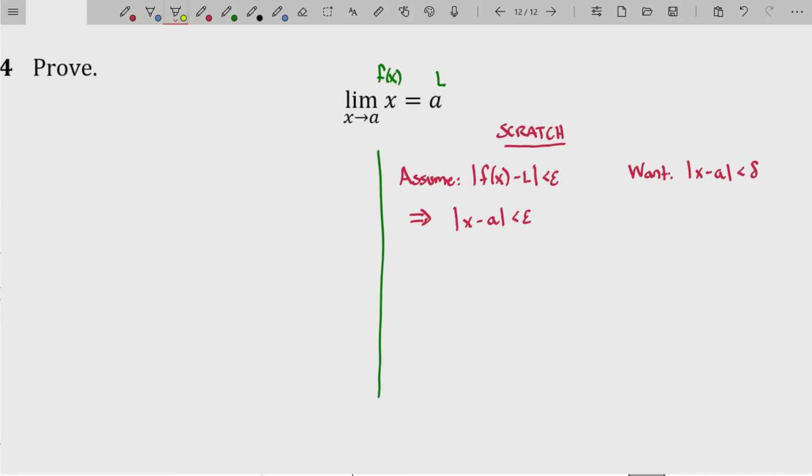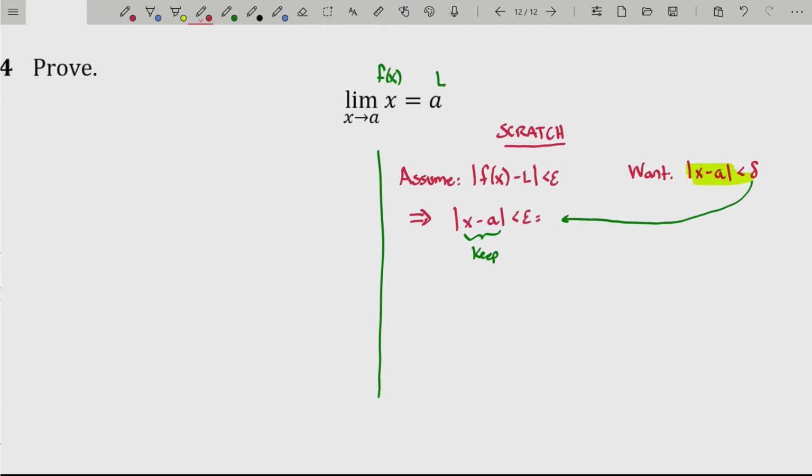Oh, wait a second. Isn't that what we wanted? Distance between x and a is less than something? Yep. This limit law is incredibly fast to prove. We want to keep this because that's where we want to arrive at. But guess what? We've already isolated it. It's already absolute value of x minus a. So I guess we're just going to allow delta to actually equal epsilon. My scratch work is done. So now I'll go over to the proof itself.